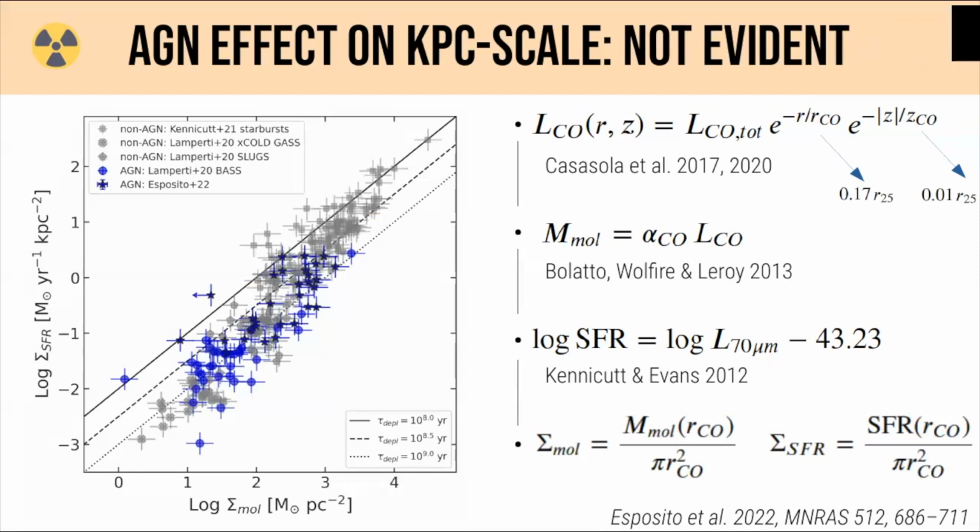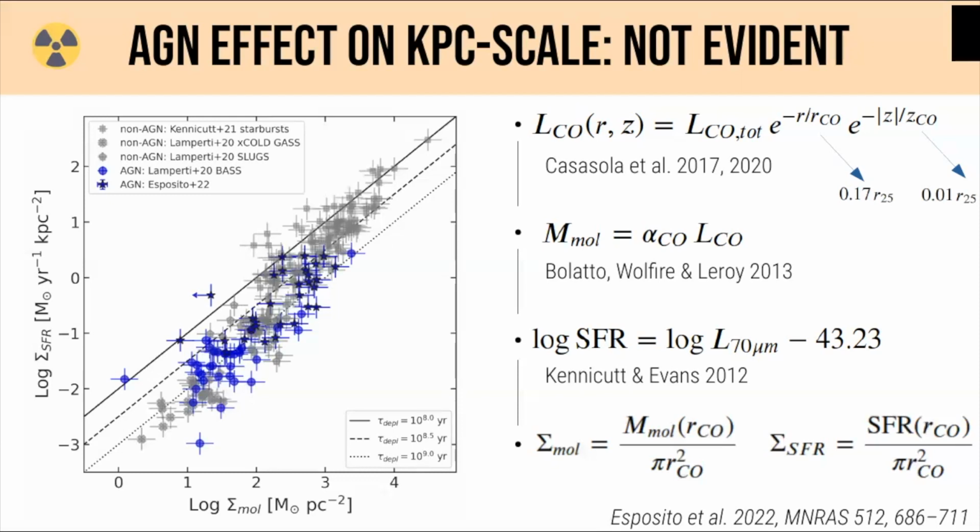So the blue points are AGN. Our sample is the star symbols, but there are also other samples from the paper by Lambert et al. 2020. And we compare them with non-AGN, which are the gray points. And what we could see is that the two samples, the AGN and non-AGN, cover more or less the same parameter space, and there is no change in the slope of this relation. So our conclusion was that the AGN effect was not evident from this plot.